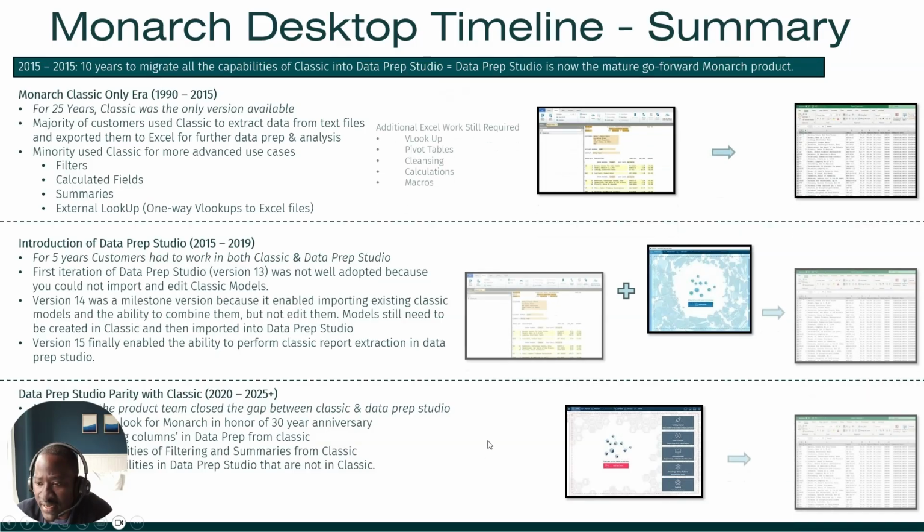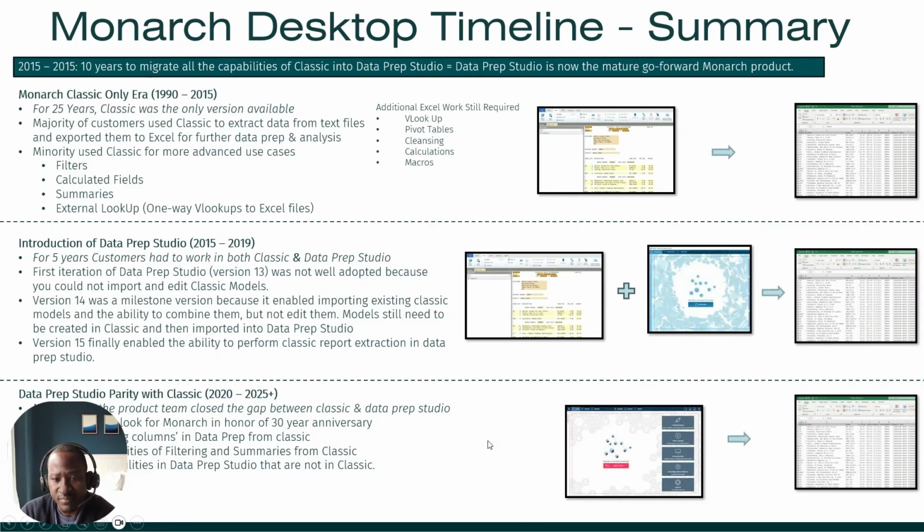So in summary, you had basically three eras. You had the Classic only era, and most people at that time, when they would use Monarch Classic, would build their models and then most likely export that data into Excel and do additional work in Excel. We're talking VLOOKUPs, pivot tables, macros, all kinds of stuff. And then the 2015 to 2019 era was sort of the introduction of Data Prep Studio.